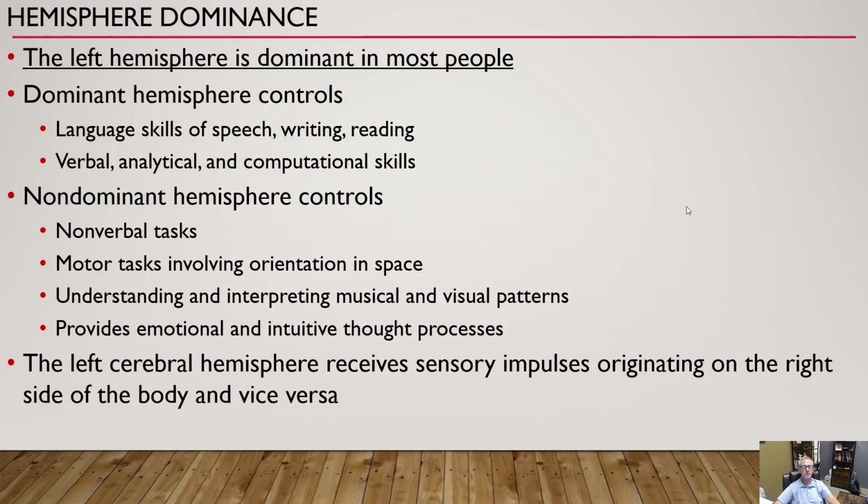All right, hemisphere dominance. The left hemisphere is dominant in most people. So why is that? Well, I told you already that the left side of the brain controls the right side of the body, and the right side of the brain controls the left side of the body. So most of us are right-handed. So the left side of the brain controls the right side of the body. So that's why the left hemisphere is dominant in most people.